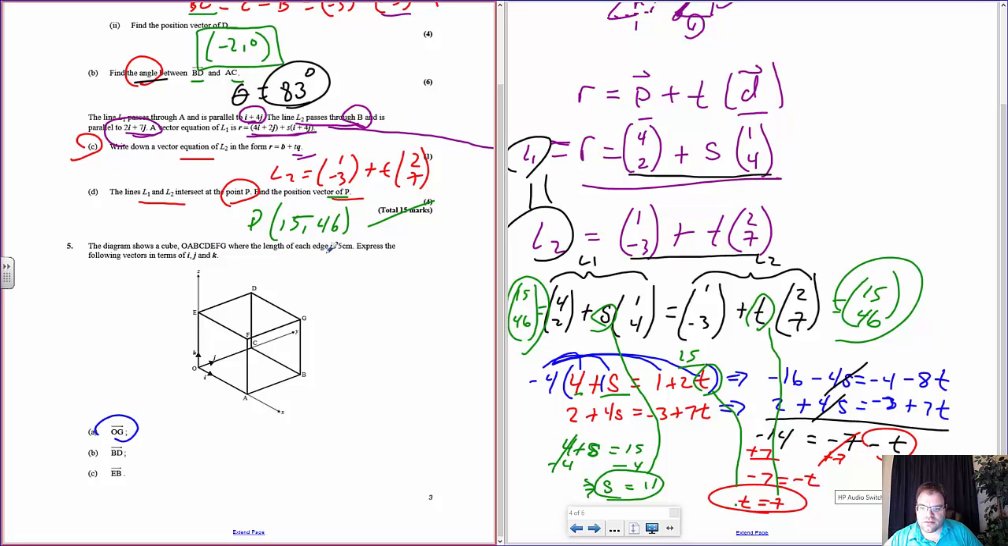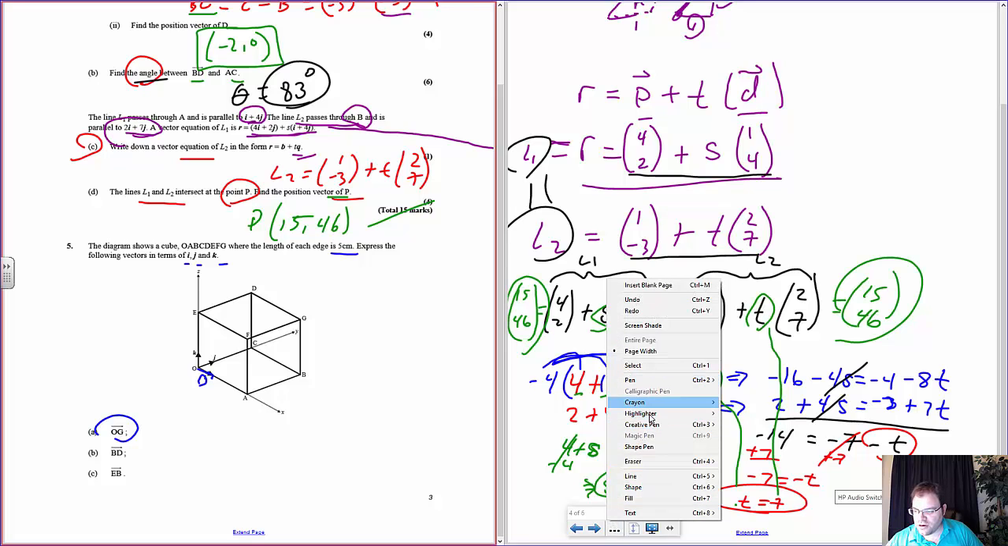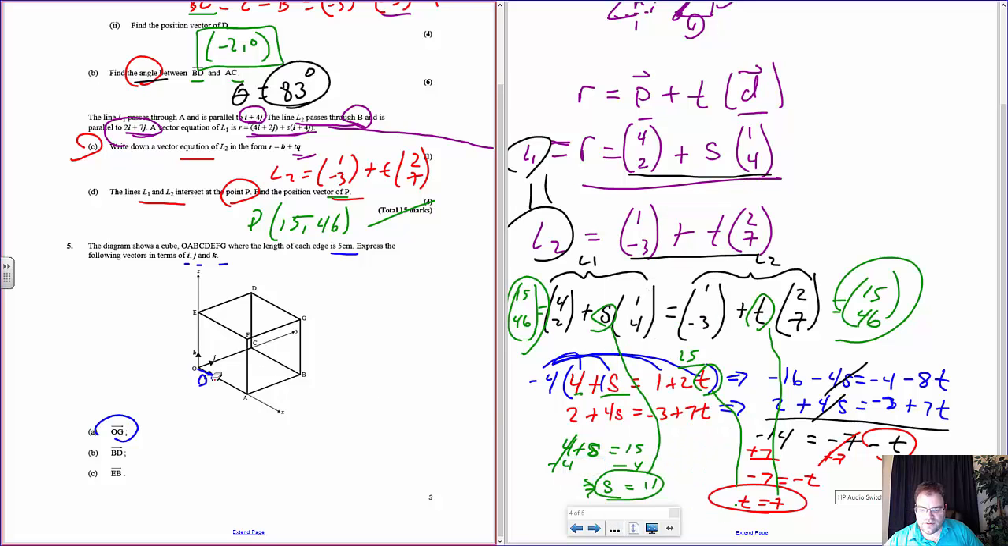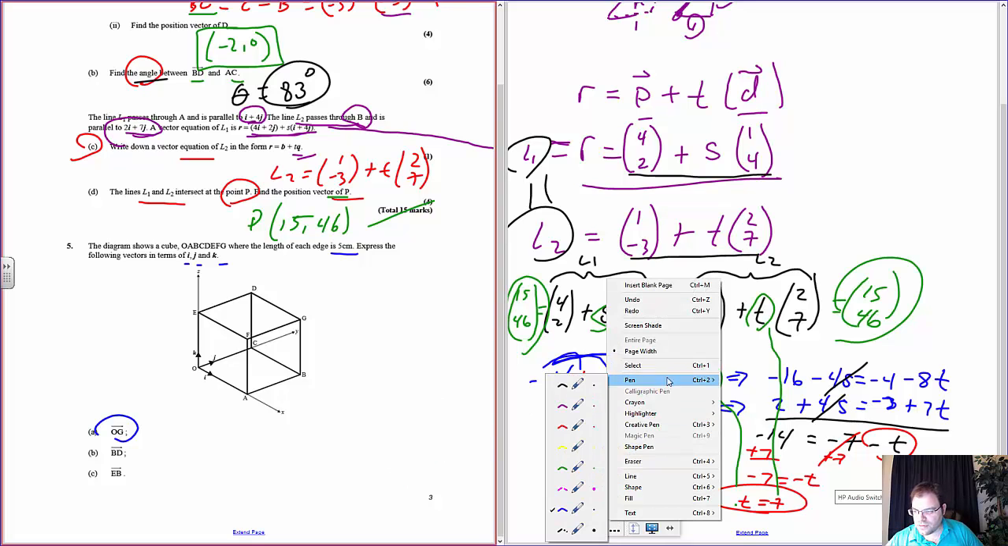And every length is 5. That's the length of each edge. So express each of the following vectors in terms of i, j, and k. If you notice here, i is going this way, in this direction. j is going in this direction, and k is going up and down. It's important you see that because we're going to be very deliberate about this when we're writing. So let me show you how this works.